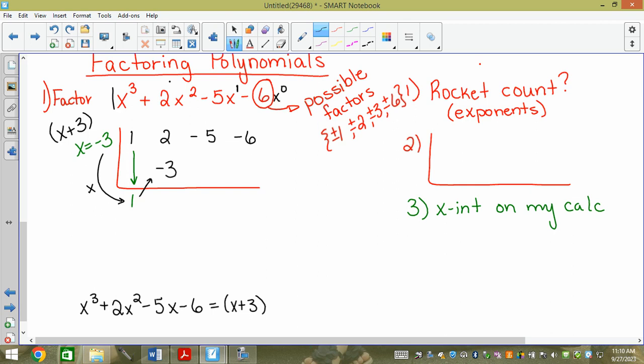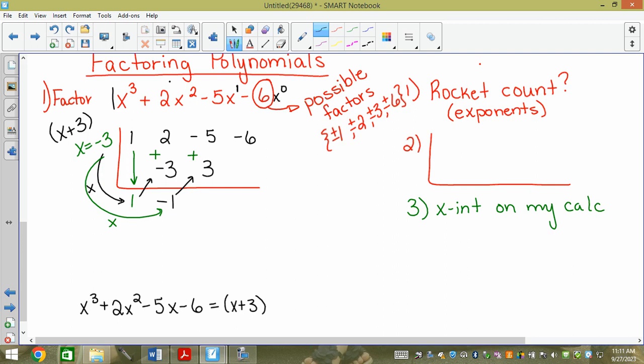Now I multiplied, so what am I going to do next? Multiply, add, multiply, add, multiply, add. What am I going to do next? Add it. So 2 plus -3 is? -1. Okay, I just added. So what am I going to do next? Multiply. -3 times -1 is? Positive 3. I've just finished multiplying, so I'm going to add.